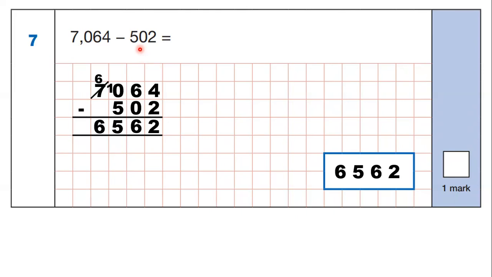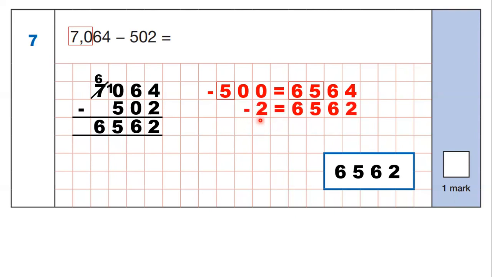Alternatively, instead of the column method, you might be able to do this mentally. If we subtract 500, we get 6,564, because we start with 70 hundreds, and if we take away 5 hundreds, that gives us 65 hundreds. So now we just need to take away 2 more to get our answer.